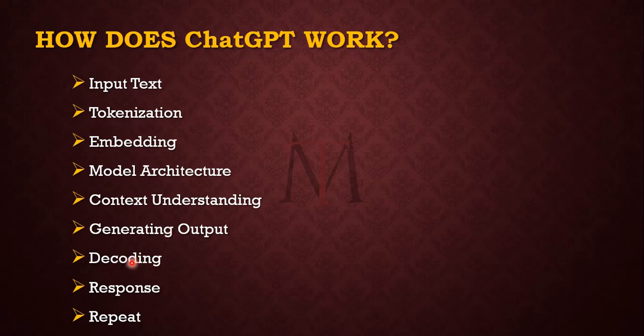The next process is decoding. The output sequence, which is initially in the form of tokens, needs to be decoded into human-readable text. This involves selecting the most likely tokens for each position in the sequence based on the model's internal representation. Then comes the response. The decoded output becomes the chatbot's response, which is then presented to the user, right?